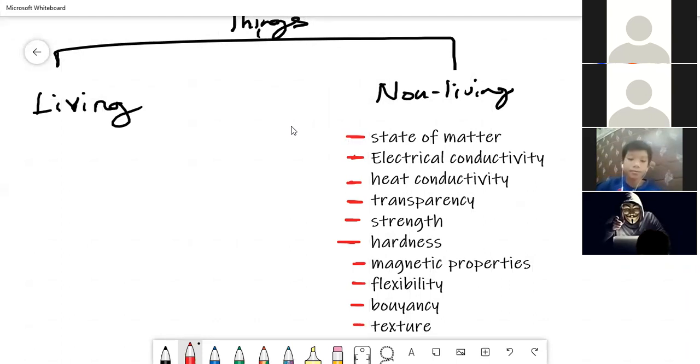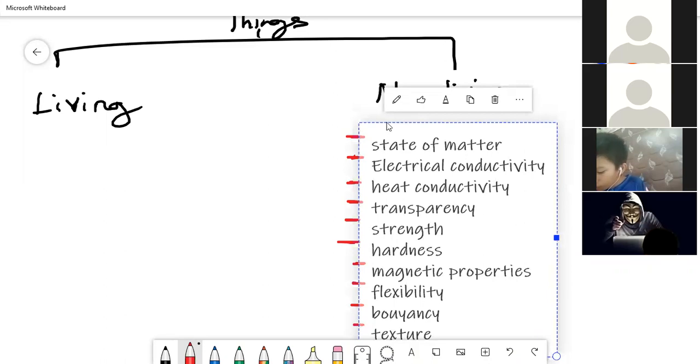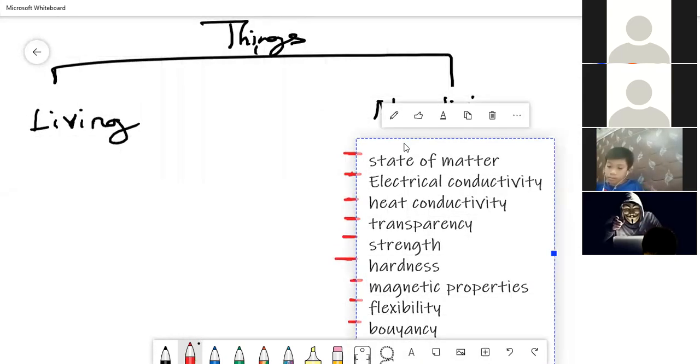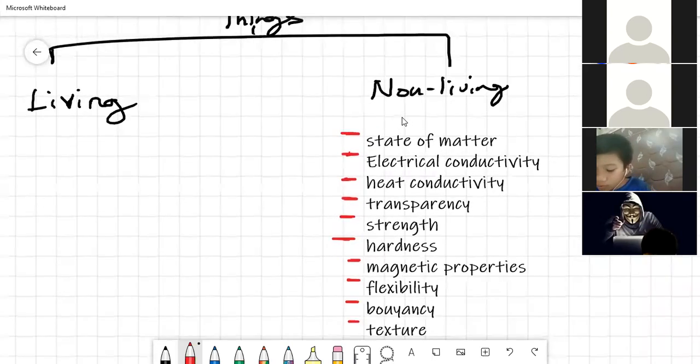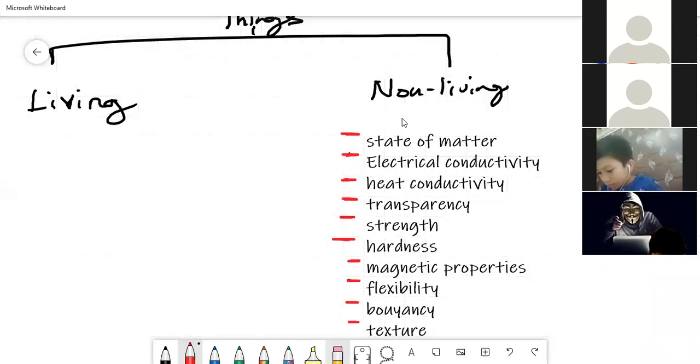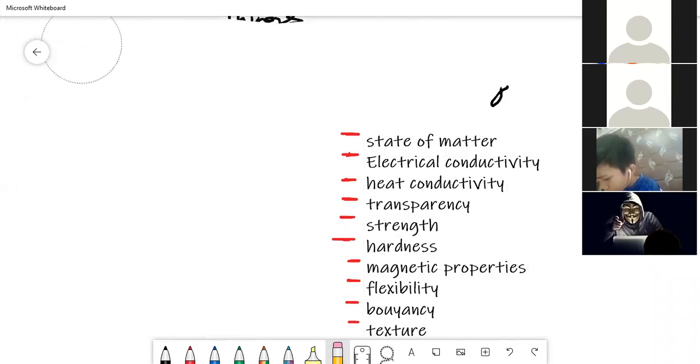I will ask you to copy that one because we will study everything, from the state of matter up to texture. Yes, write everything here that you see, living things and non-living things. You cannot see; I will make the living things and non-living things properly.